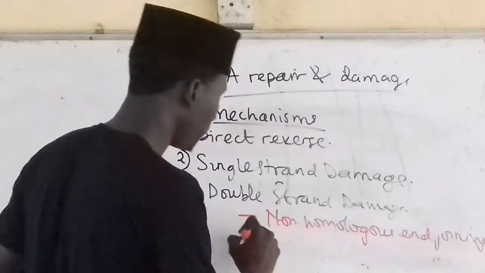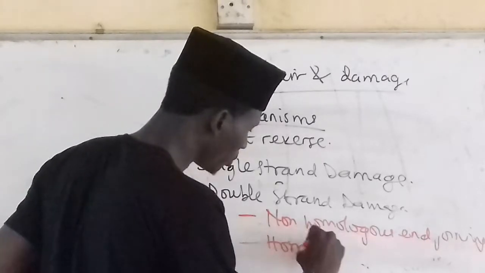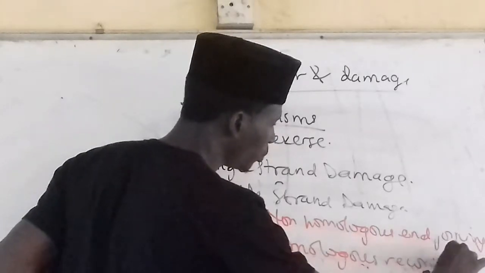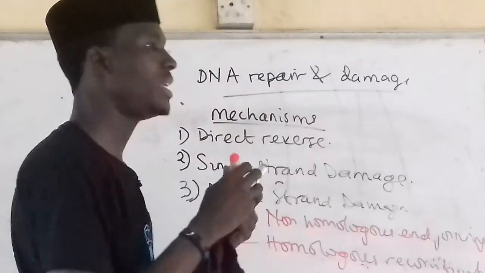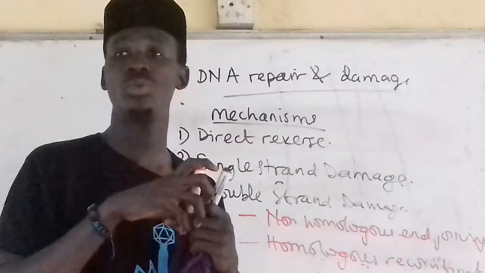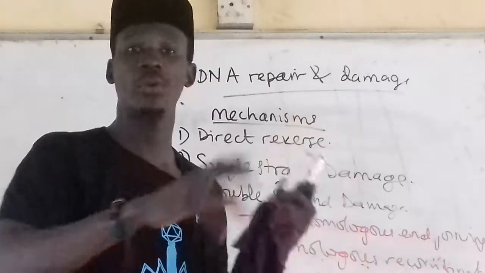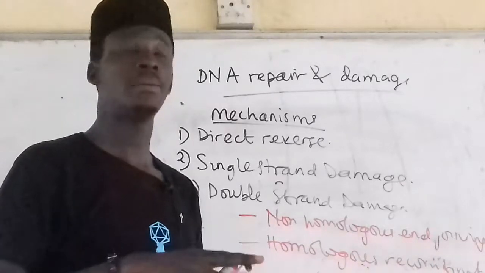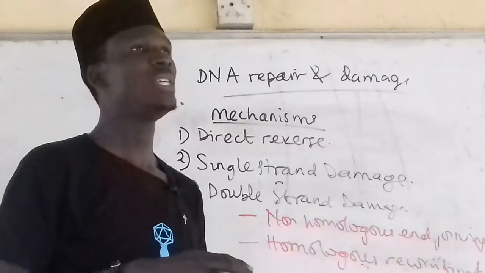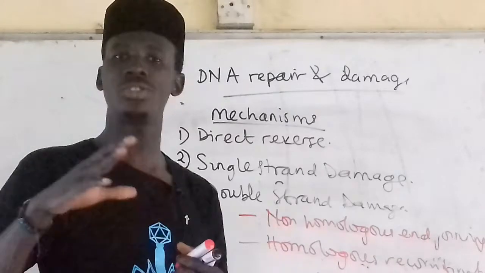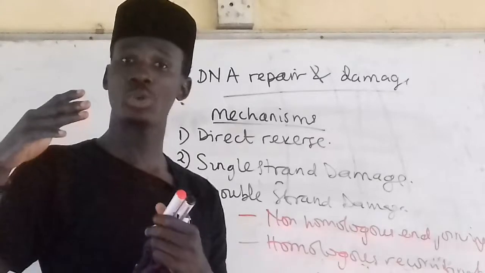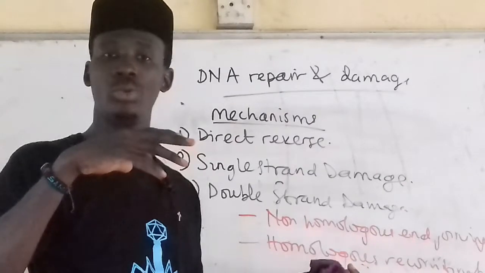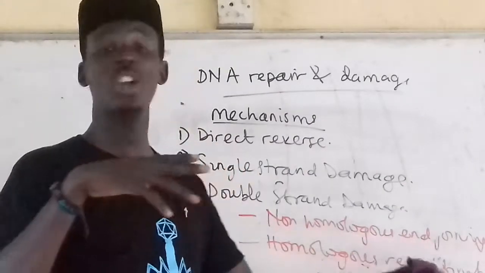I'm going to explain this later. And then you have homologous recombination. One thing we need to know is that in all these processes, the complementary strand is always very important to store the information required for repair. And then in homologous recombination, the sister chromatid, the homologous chromosome, is very important, in the sense that the DNA molecule on the homologous chromosome will be used for homologous recombination.